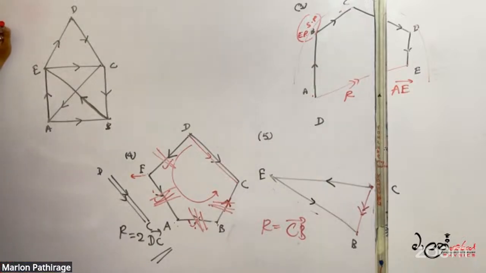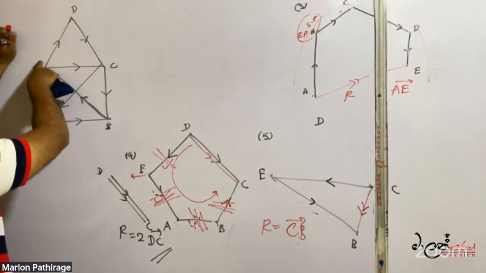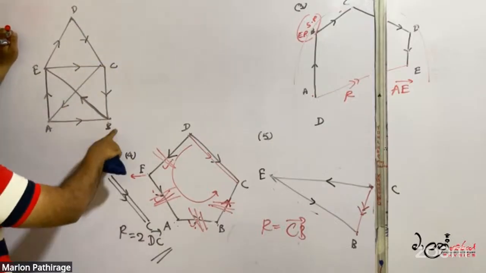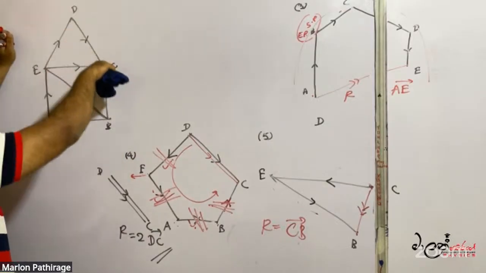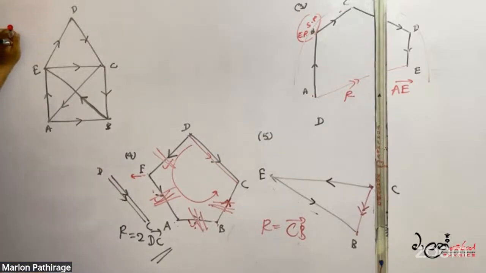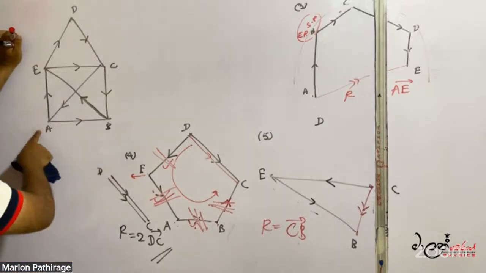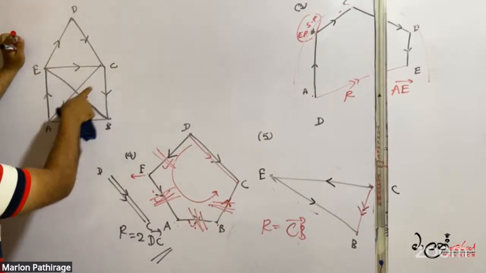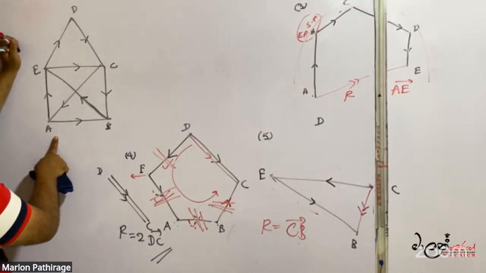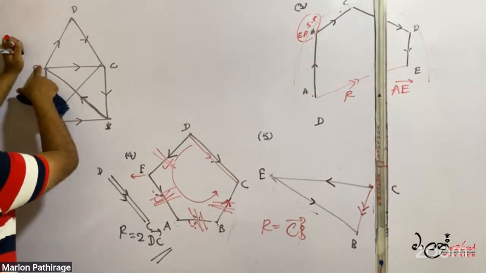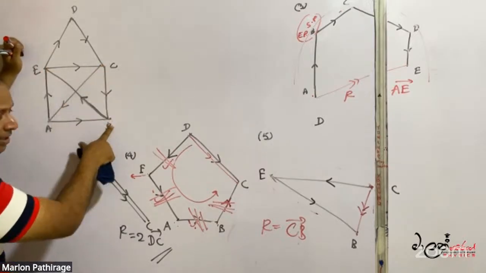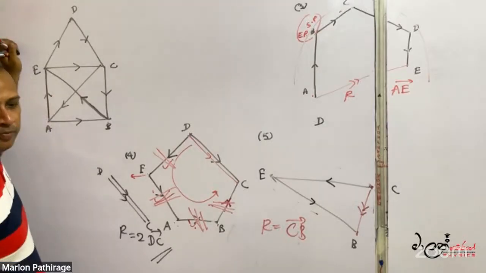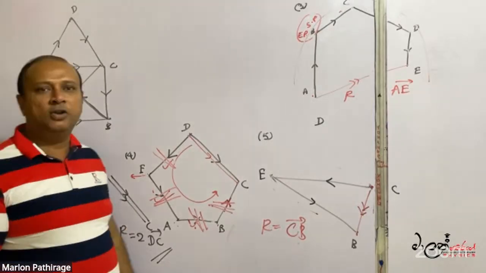Okay. Then B E D C B. That also is a closed loop. Then A E C A. That also is a closed loop. Then B E C B. That also is a closed loop. Therefore, there are several closed loops.